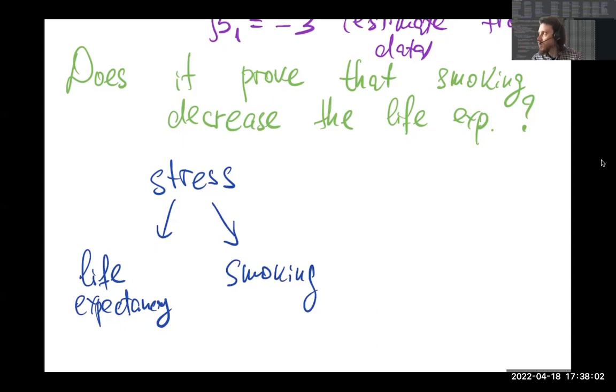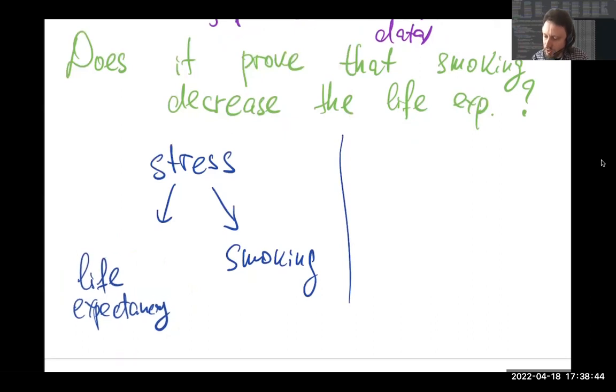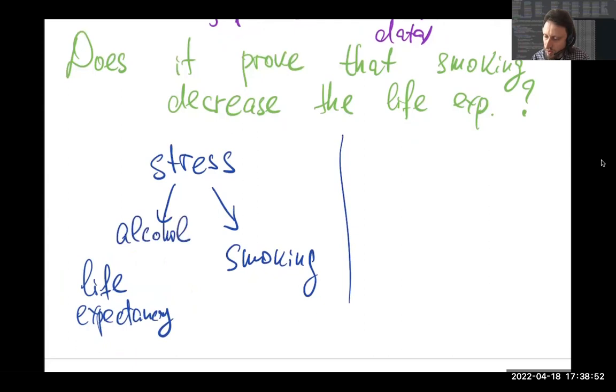They're stressed, they smoke a lot, they probably don't have more healthy ways to relax. So probably they do something else that is related to the decrease of their life expectancy. Any ideas? They are also drug addicts or something. Yeah, probably. Okay, let us not go as far as drugs. Probably if people are in stress, they also like to drink alcohol. And probably alcohol is what decreases life expectancy.